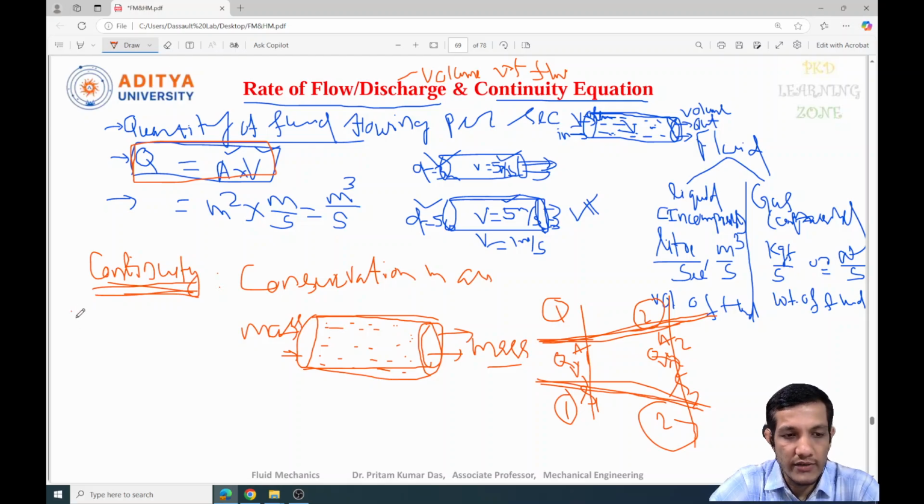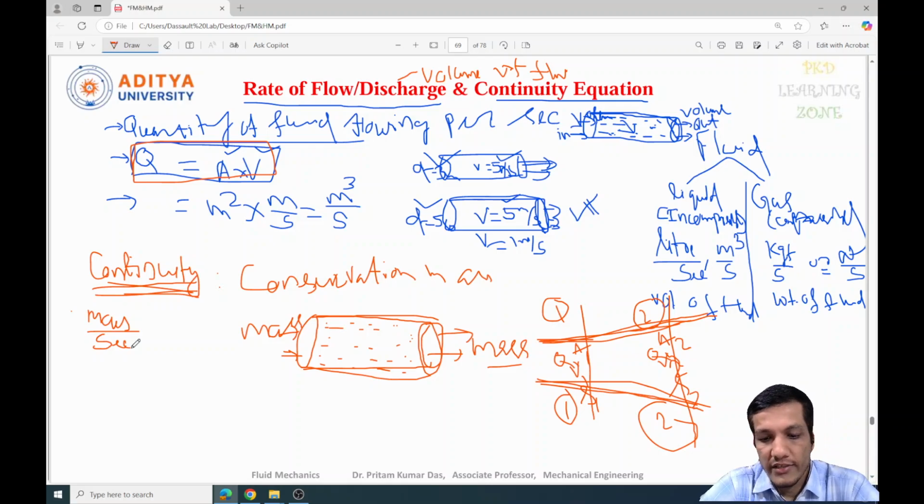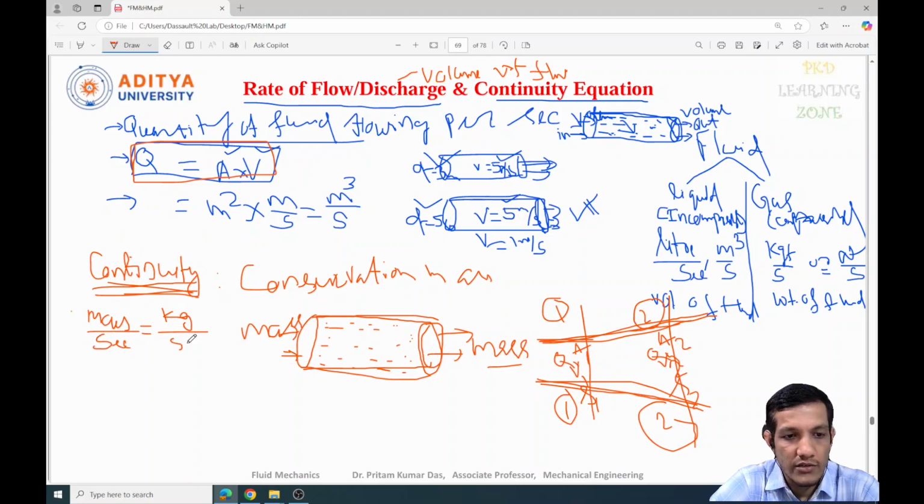Let me first write one thing. We can write the equation for mass flow rate, or mass per second. The unit of mass is kg, and the unit of time is second, so mass per unit time we can write in terms of kg per second.